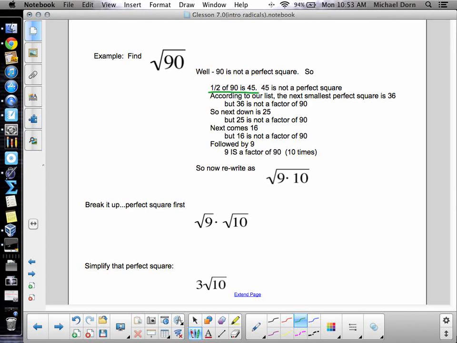I do keep in my mind, and a lot of people keep on a piece of paper, a list of perfect squares. That list of perfect squares looks like this: 1, 4, 9.